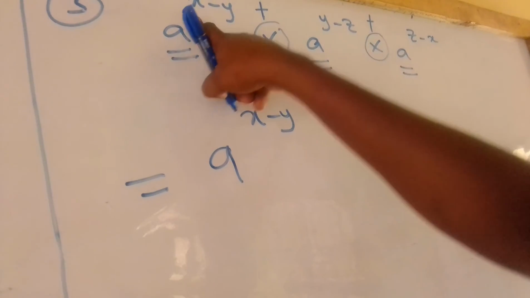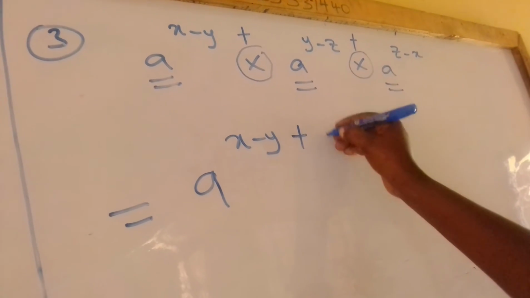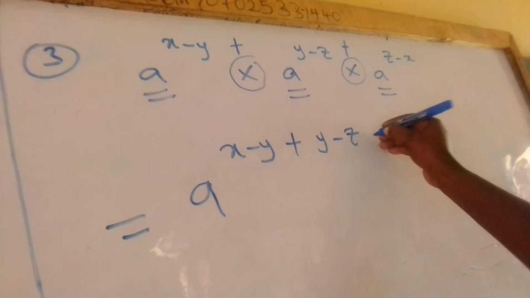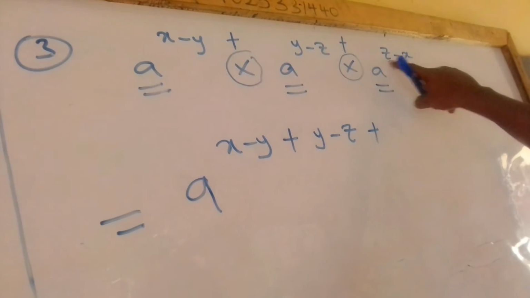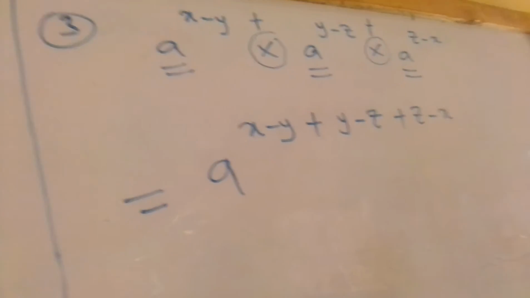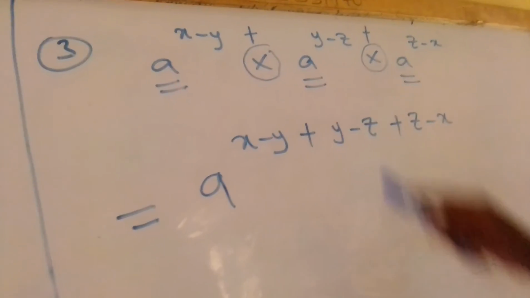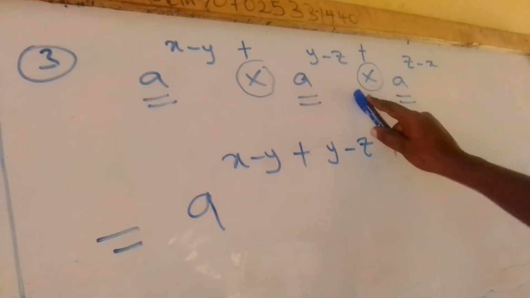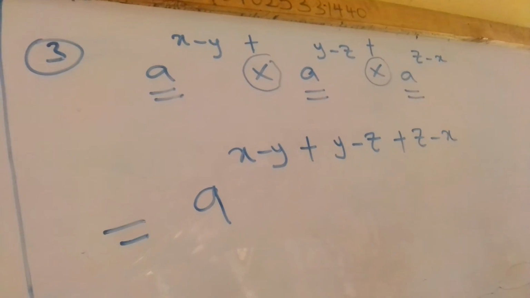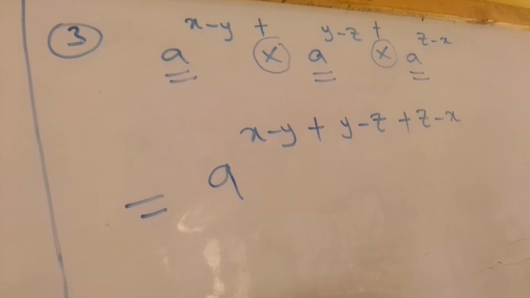The first power here is x minus y, plus the second power y minus z, plus the last power we have, z minus x. The first power is x minus y. The second power is y minus z. The last power is z minus x. Now let us combine together.